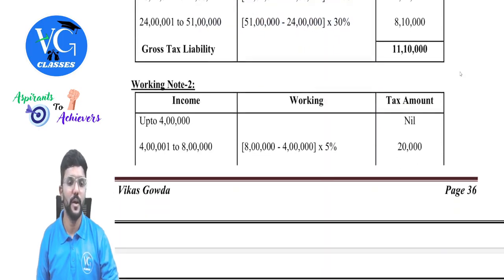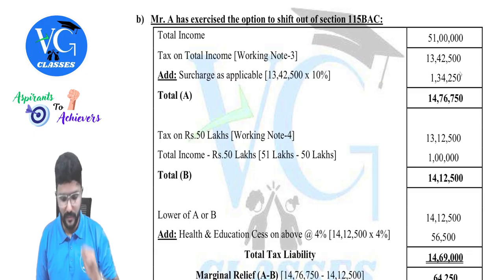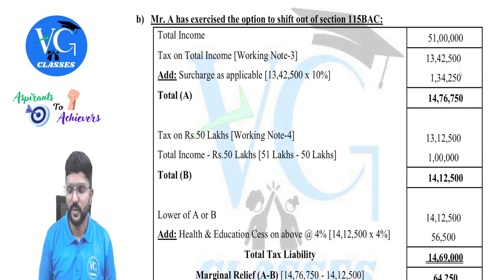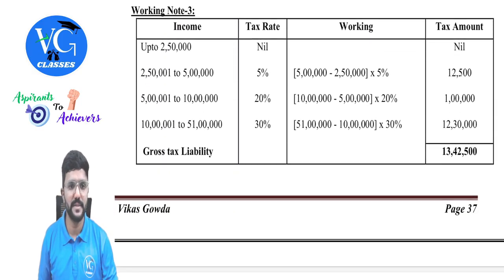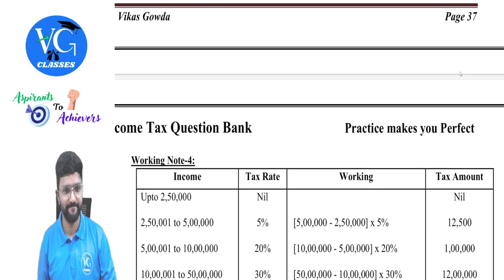Now if the assessee is following the optional scheme, then what? You can see here. Similar steps, guys, only the slab rates would change in this part.